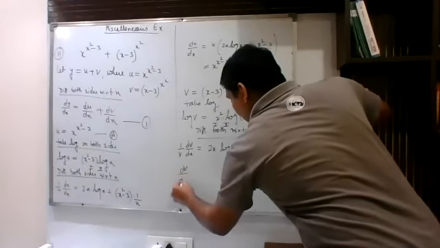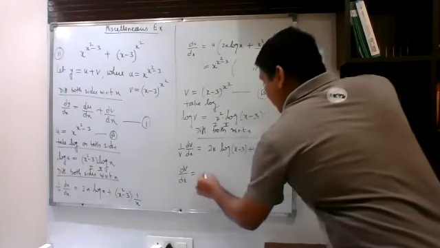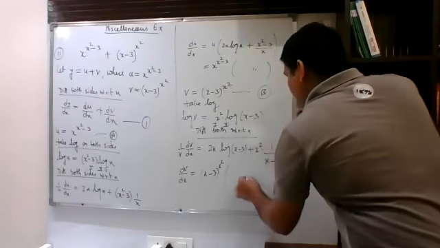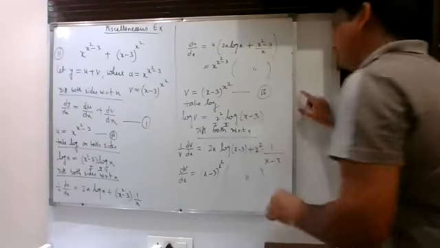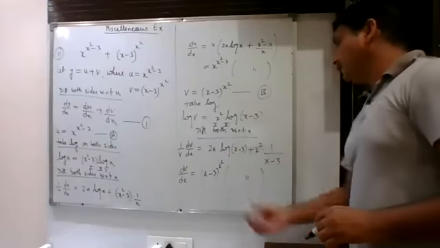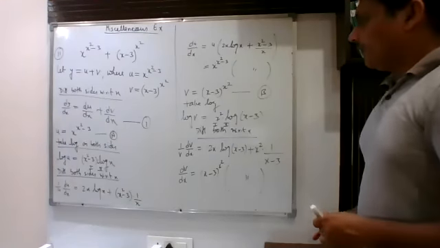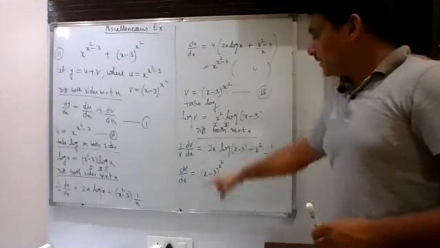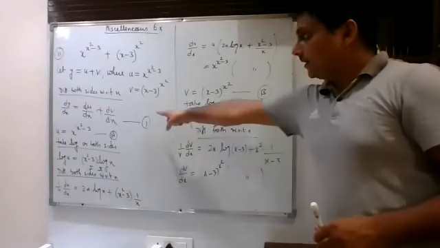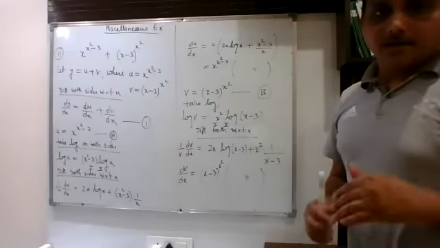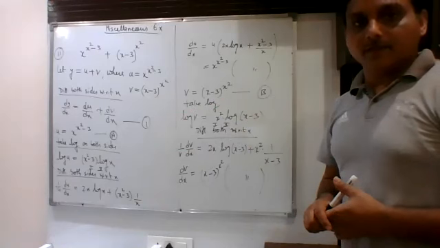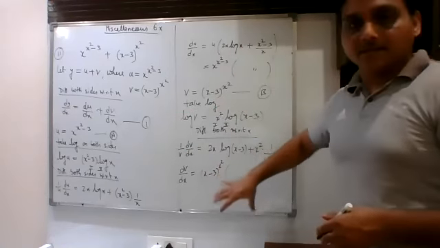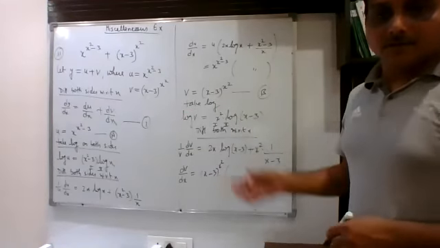So dv upon dx can be written as x minus 3 to the power of x square into this bracket. As it is. So finally, what we can do is we'll put the value of this du upon dx and dv upon dx in number 1, and then we will get the value of dy upon dx as this expression plus this expression. Just complete the question yourself.